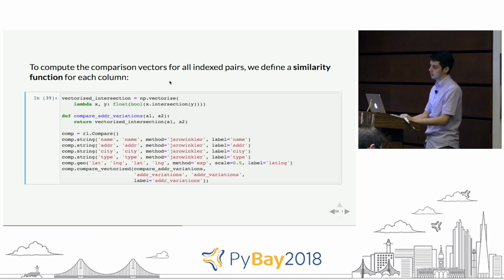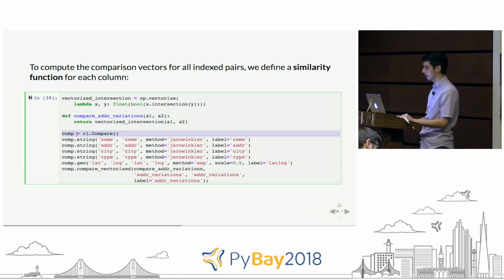So to compute those comparison vectors, I have to define the similarity functions I want to use. And I can use record linkage for that. I create a compare object here, and I choose that I want to compare name against name with Jaro-Winkler similarity. I want to compare address with address with Jaro-Winkler. I want to compare latitude, longitude with latitude, longitude using some exponential decay on the scale 0.5 and everything else. And I can also build custom comparisons like this one to compare address variations.